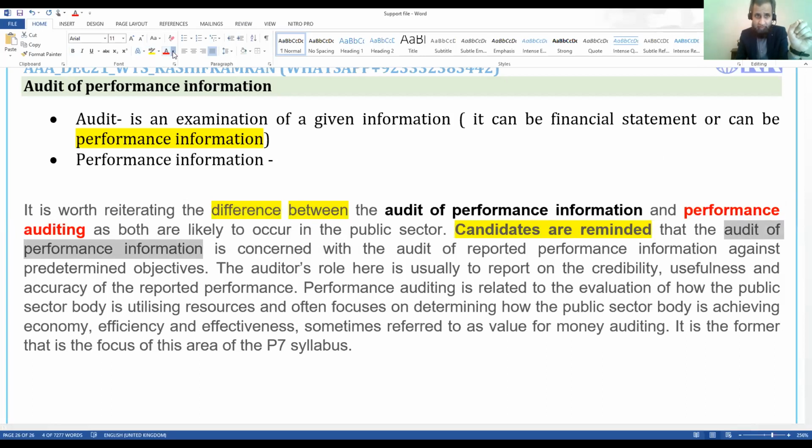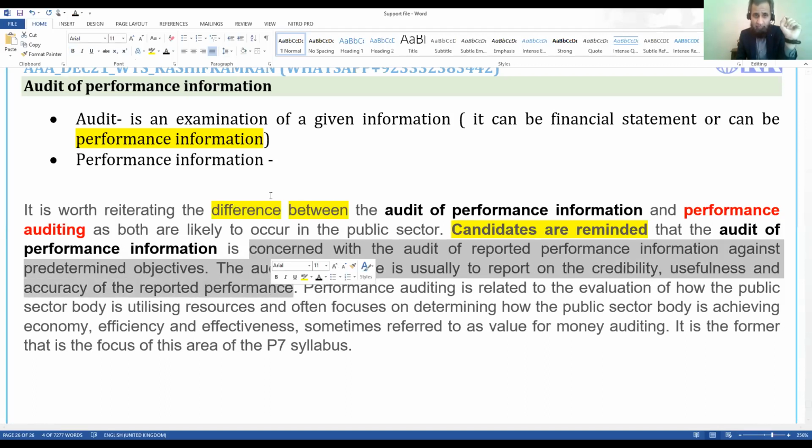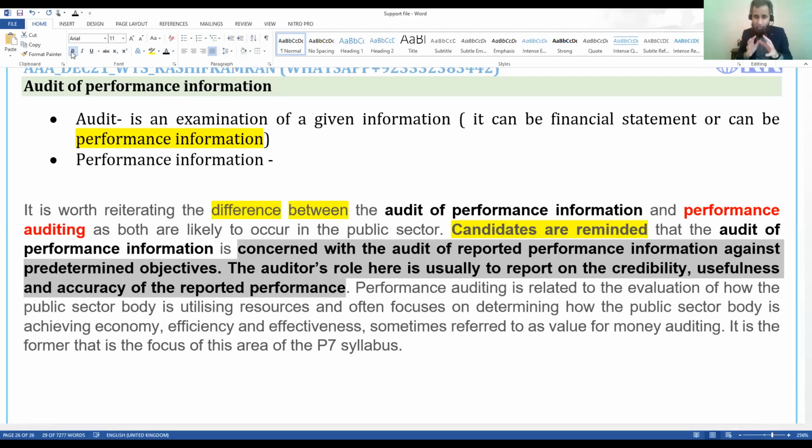black, audit of performance information is concerned with the audit of the reported performance against the predetermined objectives. The auditor's role here is usually to report on the credibility, on the usefulness, and on the accuracy of the reported performance. Black. So is the examiner giving us the definition of what exactly is an audit of performance information, which comes to your exam paper?